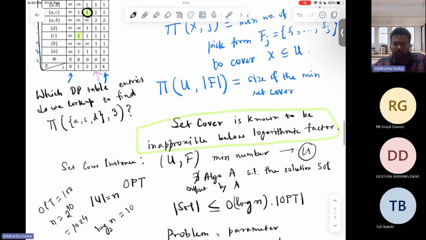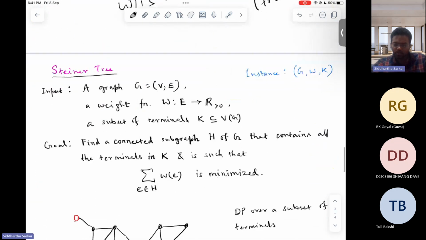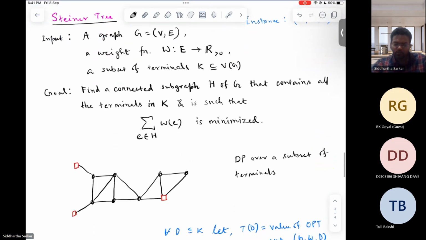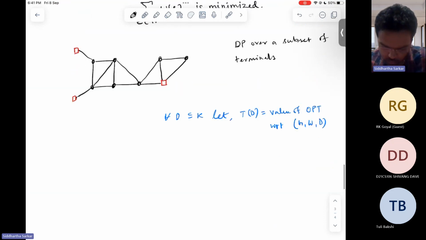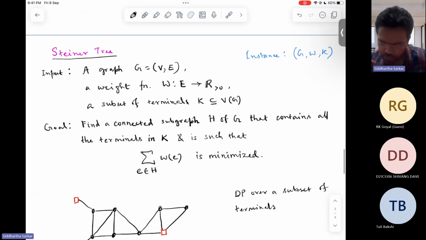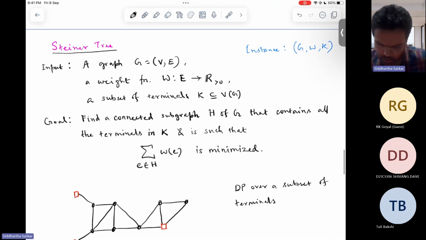Okay, fine. So I think we can move on to the next question. The next question is on Steiner tree. If you watch the videos, then you will be able to understand the question. But I'll still give you a primer on what a Steiner tree is.